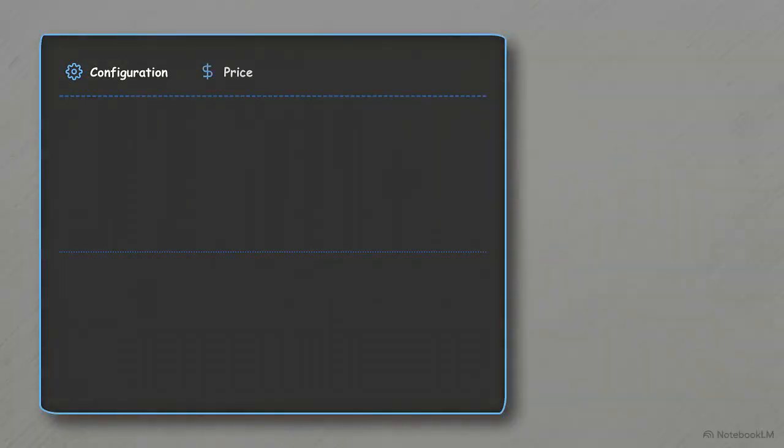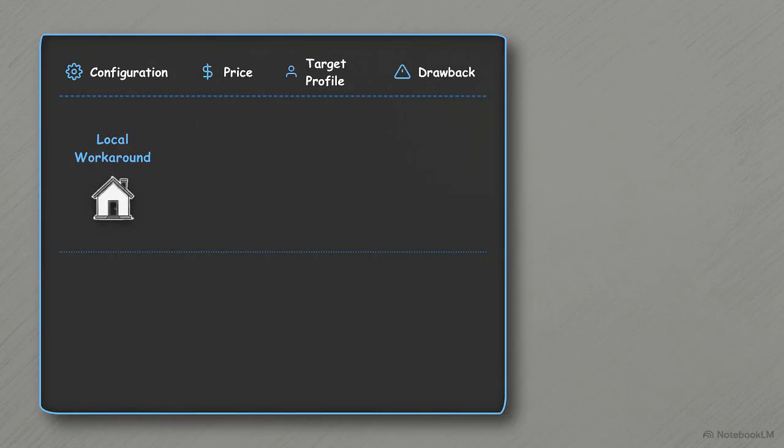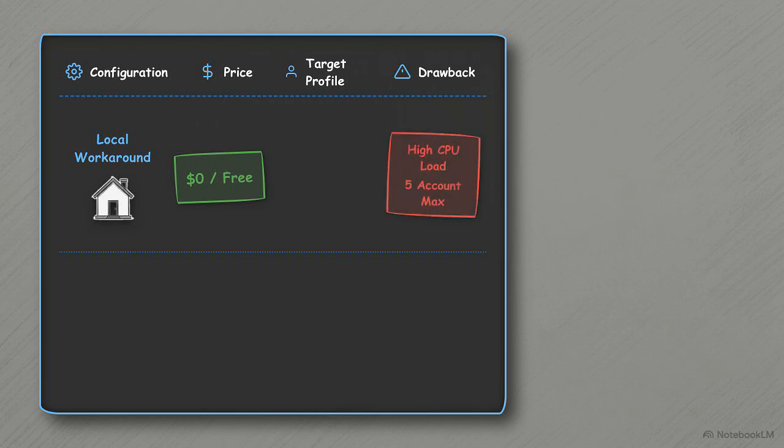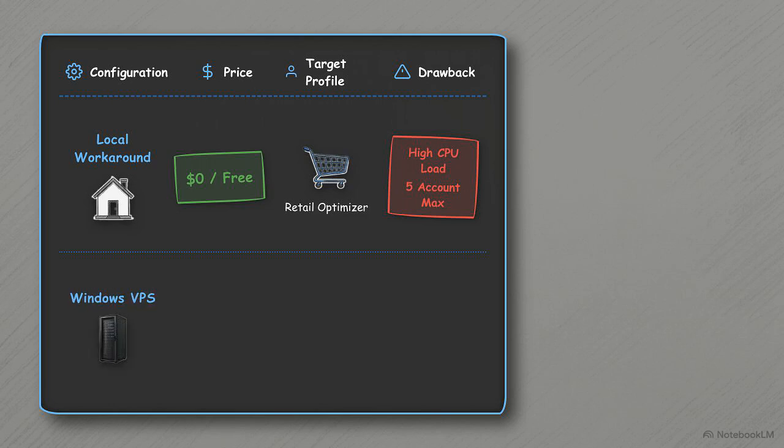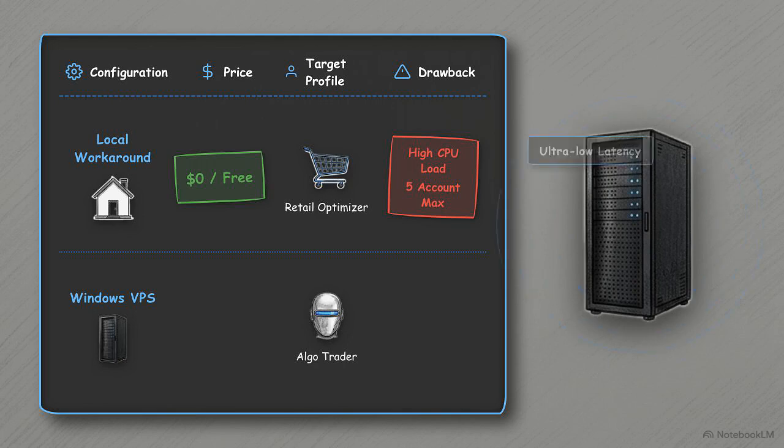We'll evaluate your options using this matrix, comparing setup, cost, ideal user, and limitations. First, the local workaround duplicates MT4 folders on your hard drive. It costs $0, but the severe CPU drain limits your computer to 5 accounts. This fits budget-conscious retail optimizers.